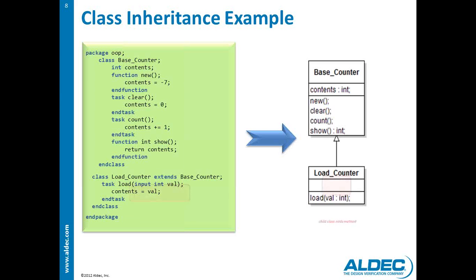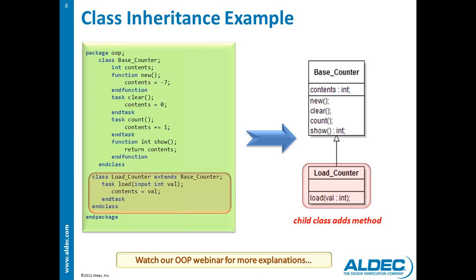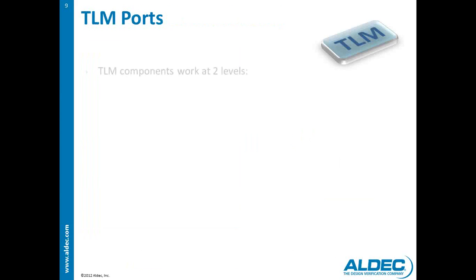So this particular case is a case of extending an existing class by inheriting everything that it contains and adding something new to it. The other option could be, of course, modifying original contents of the parent class. Of course, you should go to our website and watch the OOP webinar if you need more examples and more detailed explanations. Okay, let's jump to TLM, transaction level modeling.